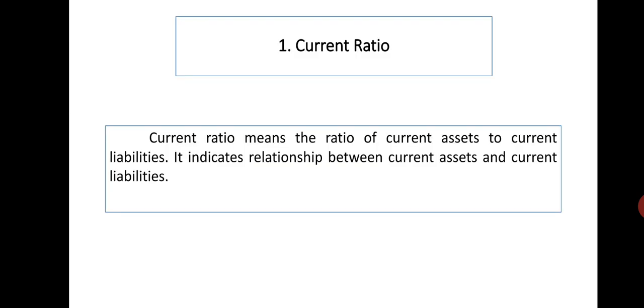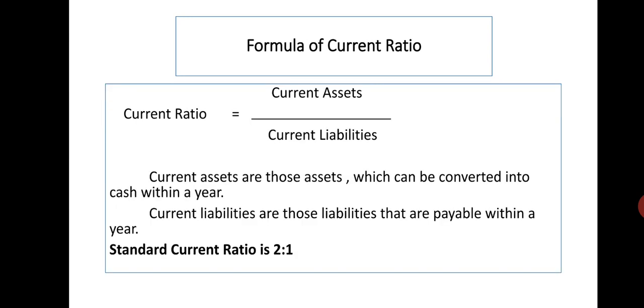So, what is current ratio? Current ratio means the ratio of current assets to current liabilities. In simple words, current ratio establishes the relationship between current assets and current liabilities. The formula for calculation of current ratio is current assets divided by current liabilities. So which are current assets? Those assets which can be easily converted into cash within a short period of time, say 1 year. Current liabilities are those liabilities which are payable within a short period of time, say a year.